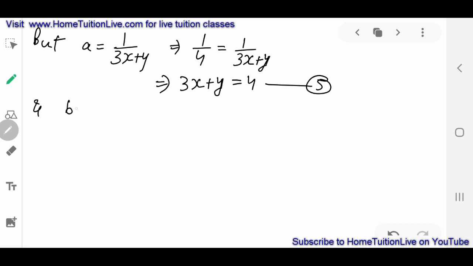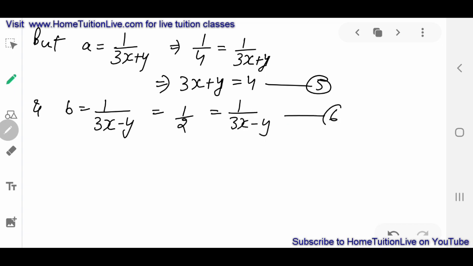And b is equal to 1 upon 3x minus y. So b is 1 by 2. 1 by 2 is equal to 1 upon 3x minus y. We will solve this first. This is 3x minus y is equal to 2. This is our equation 6.